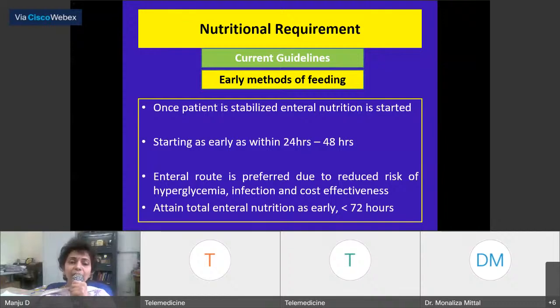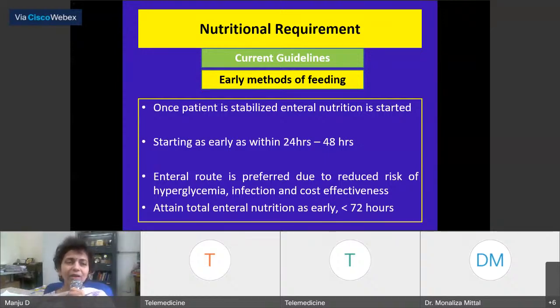And so early feeding. So when to start the feeding? Once the patient is hemodynamically stabilized and the vitals are stabilized, we need to immediately think of starting the enteral nutrition. It is also ideally to be considered something similar to a vital. Starting as early as within 24 hours would be best. If 24 to 48 hours, that is better. The enteral route is preferred due to reduced risk of hyperglycemia, infection, and cost effectiveness.